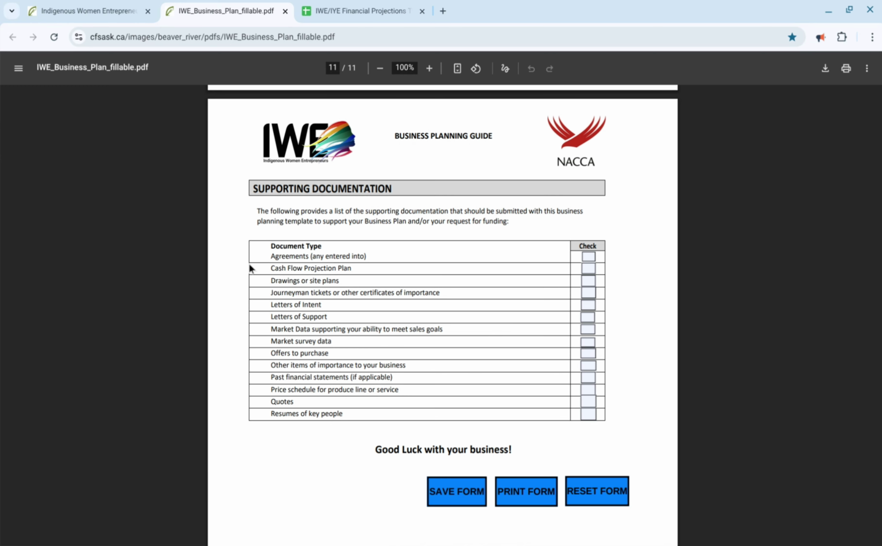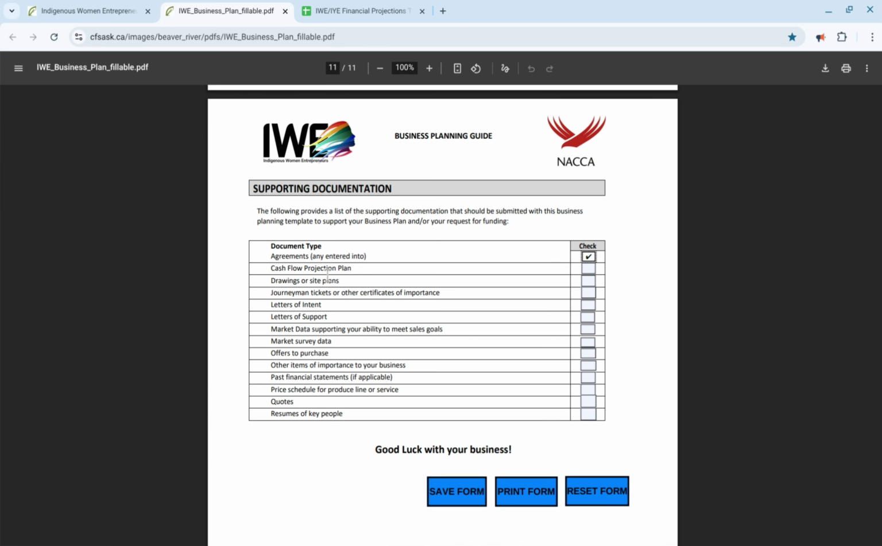The examples here, the first one being agreements. If you've entered any agreements. So an example of an agreement would be like if you've signed a lease to rent out some property, or maybe that partnership agreement that you have with a partner, or maybe you've come to an agreement with a supplier to purchase a bunch of things, a bunch of material supplies, whatever that may be. Or maybe you have a contractual agreement to provide a product or service. So good to include that if you have it.